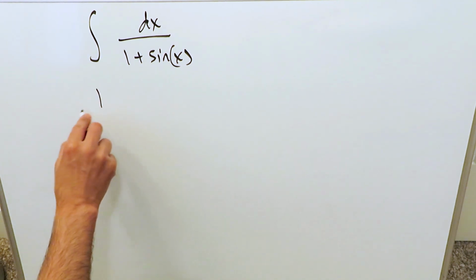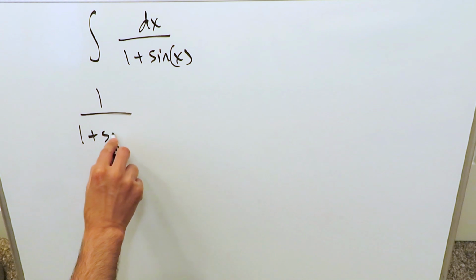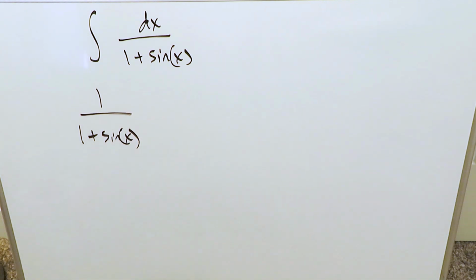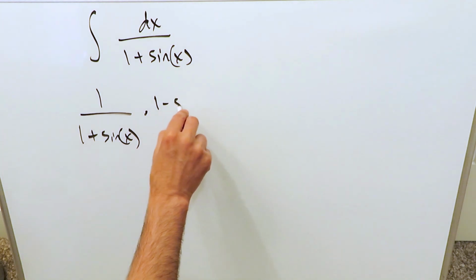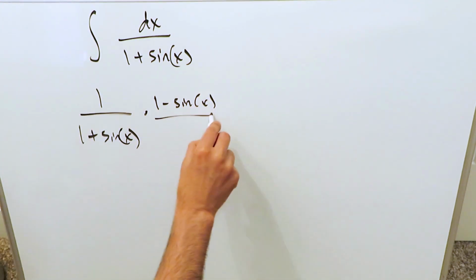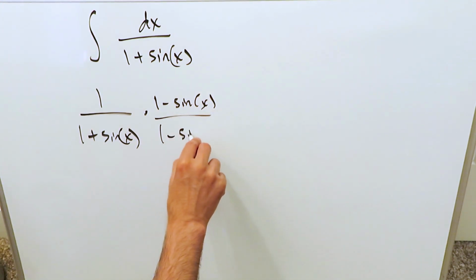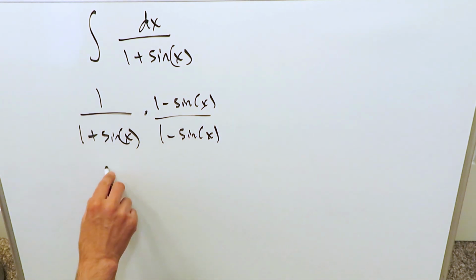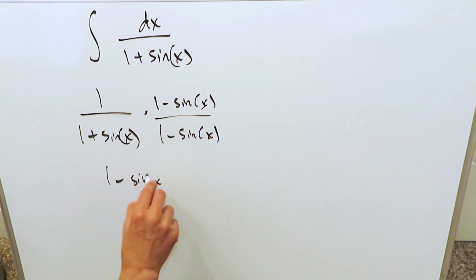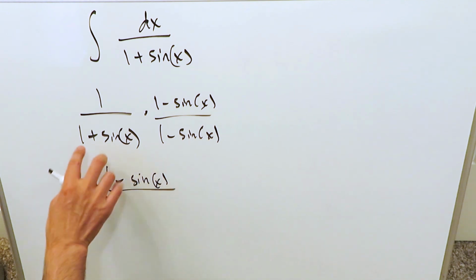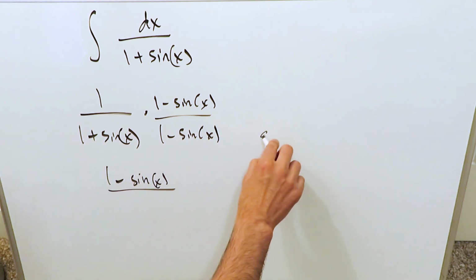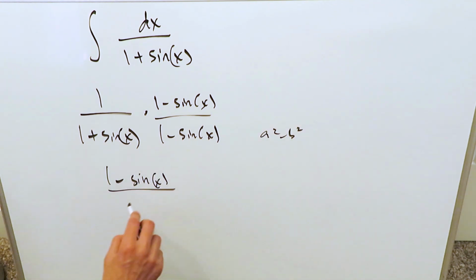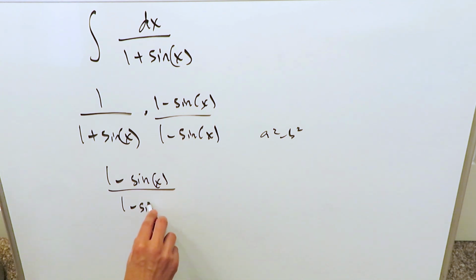You would take your integrand, which is 1 over 1 plus sine x, and you would rationalize it by its conjugate. And what is that conjugate? It would be 1 minus sine x, and here in the denominator 1 minus sine x. When you do it, what do you get? In the numerator you have 1 minus sine x, but in the denominator you have a plus b times a minus b, which is equal to a squared minus b squared. You can just say 1 minus sine squared x.